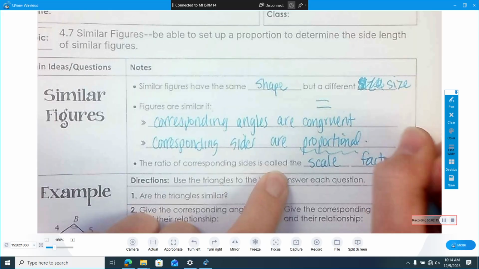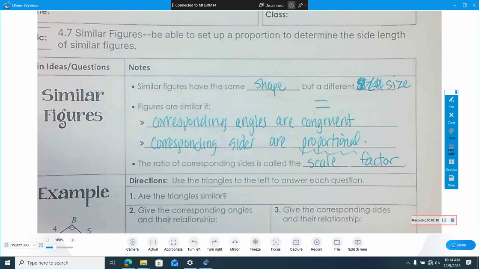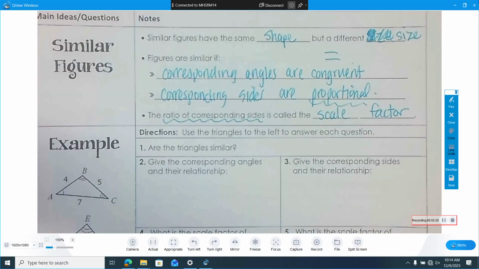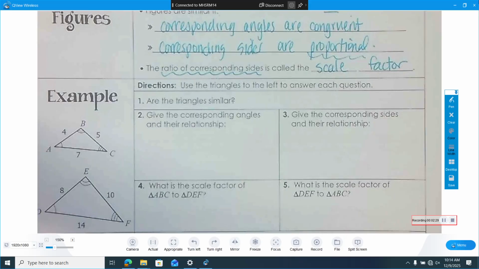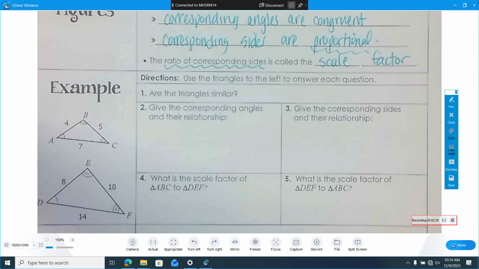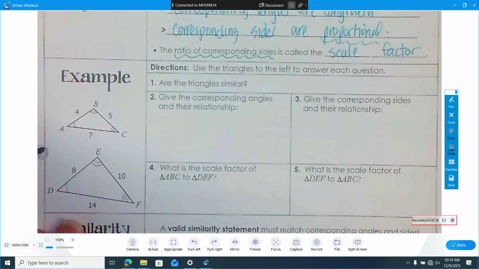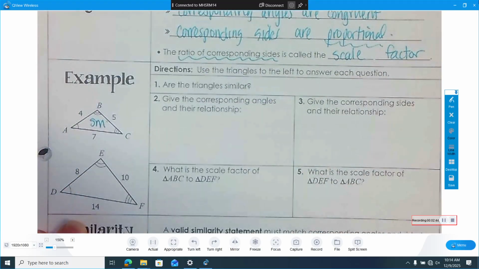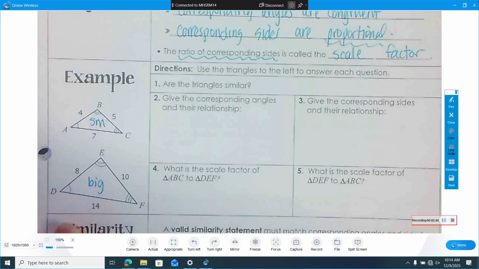We're not going to use that too much today. But it is important that we set up a ratio of corresponding sides. So that's what we're going to focus on today. And so here we have a little example. We want to look at what things match up. So here we have the small triangle, and we have the big triangle. And first of all, are they similar?